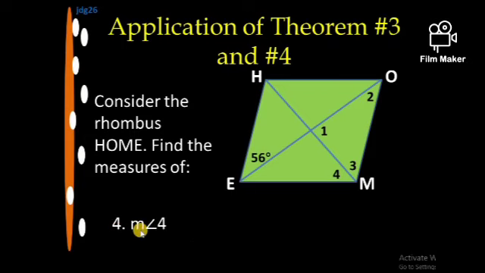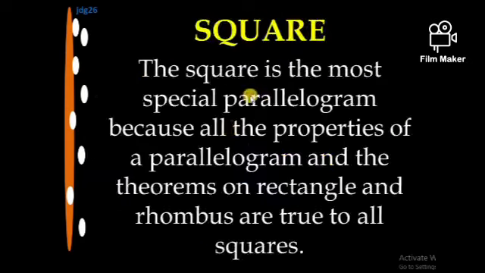Number 4, what is the measure of angle 4? What do you think the answer is? Okay, let's analyze. Our answer for angle 3 is 34 degrees. Therefore, because the diagonal of the rhombus bisects angle M, angle 4 is also 34 degrees.